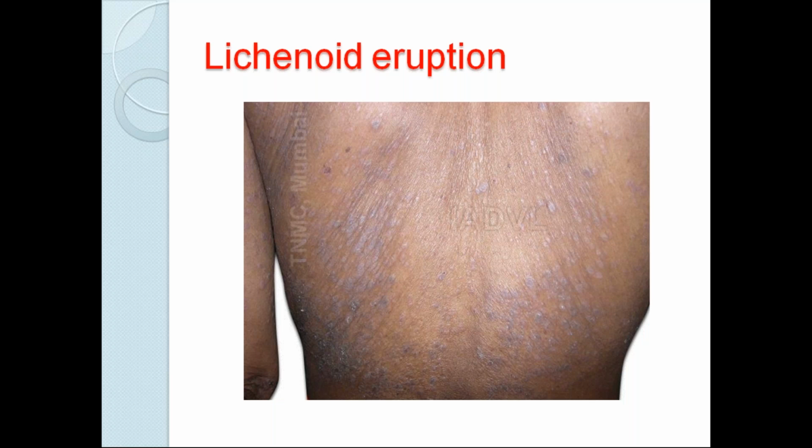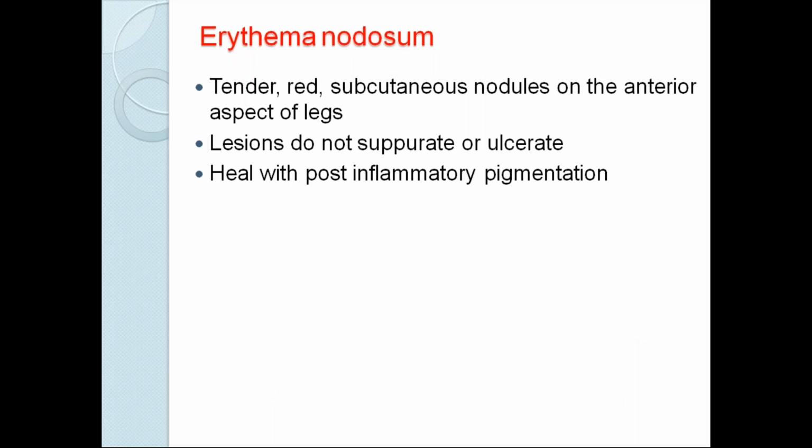See, this is the picture. You can see well-defined violaceous papules present, just like in lichen planus. But the thing is, lichen planus will have oral involvement also. That won't be seen here. Also, photo-exposed areas of the body will normally have lichenoid eruption. So that's how we differentiate. We can even take a biopsy that will help us in differentiating.